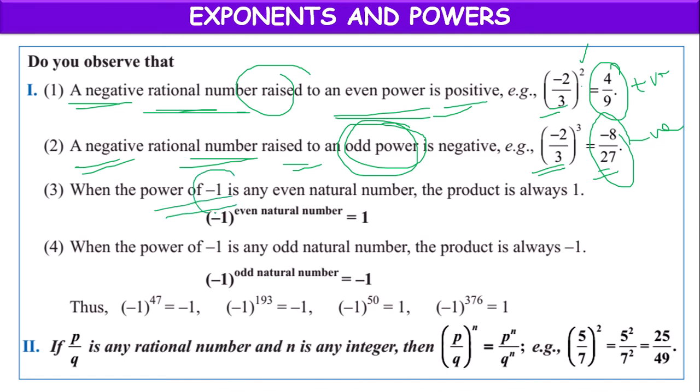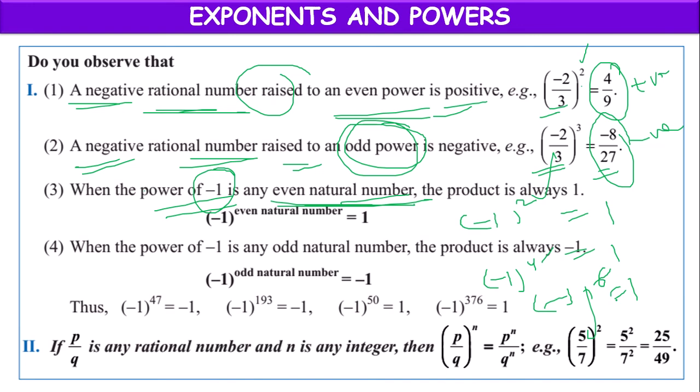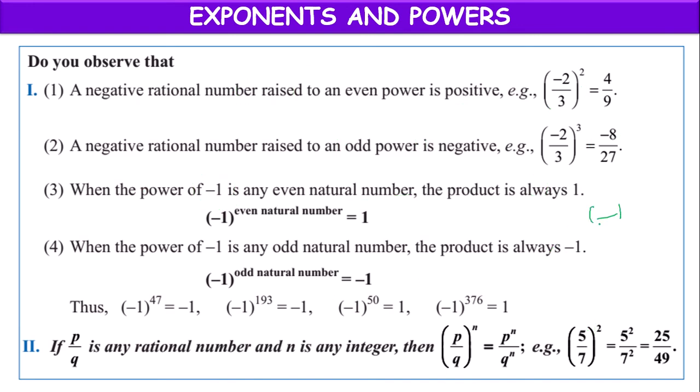So the power of -1. When the power of -1 is any even natural number, -1 whole square, -1 whole power 4, -1 whole power 6, any even natural number, then the result will always be 1. But -1 whole power any odd natural number, its value will always be equal to -1.